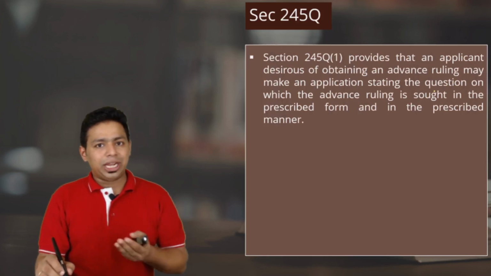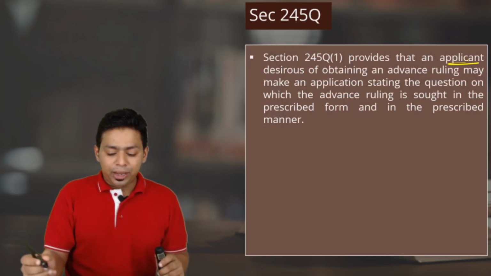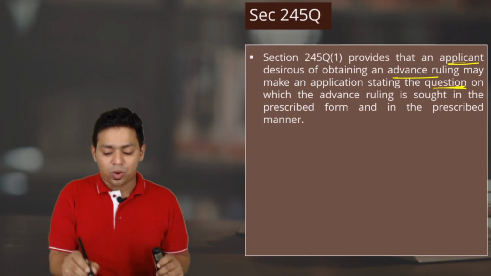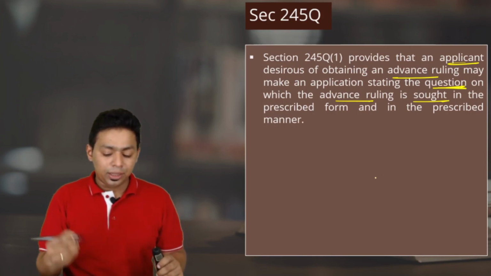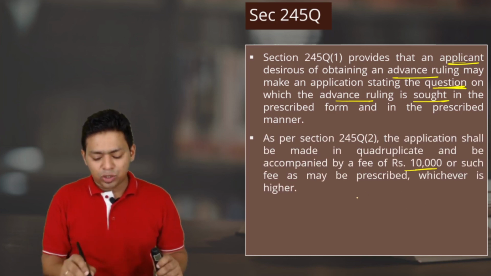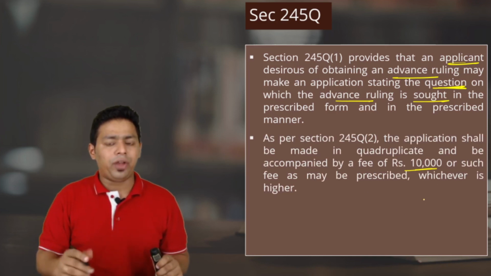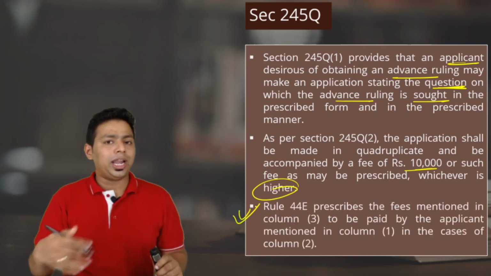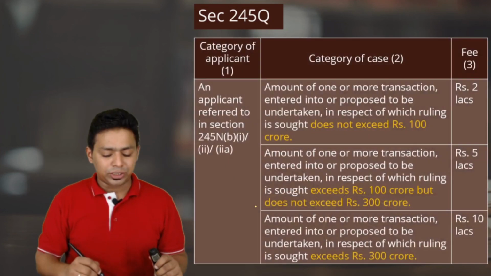Without an application, obviously it will not happen. Provided that an applicant desirous of obtaining an advance ruling may make an application stating the question on which the advance ruling is sought, in the prescribed form and in the prescribed manner. Earlier the fee was only 10,000, or the notified fee, whichever is higher, he has to pay. Rule 44E provides that particular fee structure. Let's look at the fee structure.